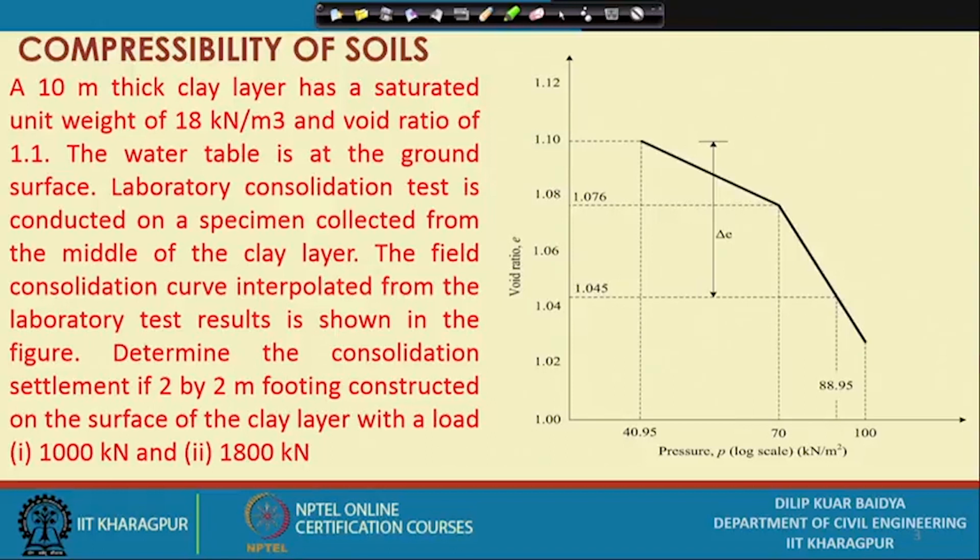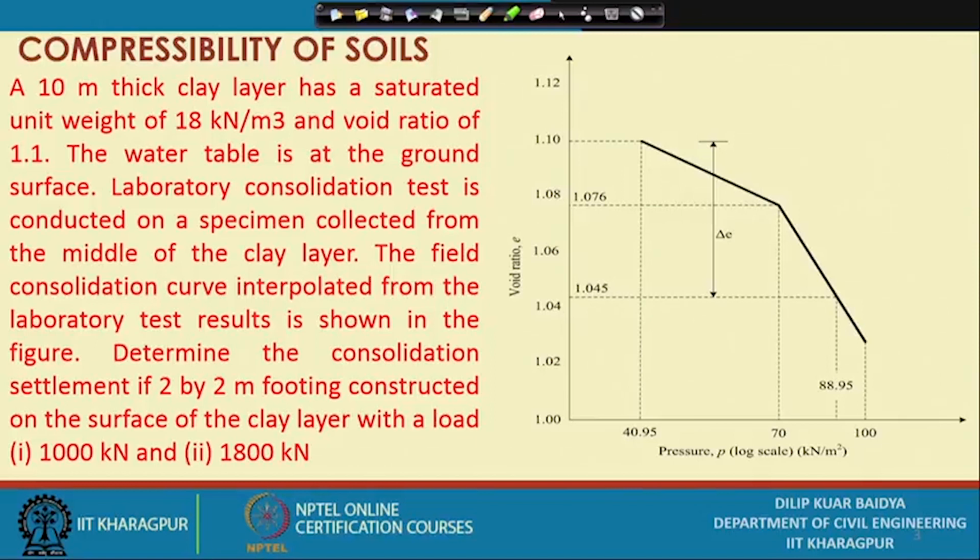Over consolidated means that the soil, at the present effective overburden pressure, has been subjected to a higher pressure and consolidated before. So, that is called pre-consolidated soil. And how to determine the pre-consolidation pressure, that method also I have explained.